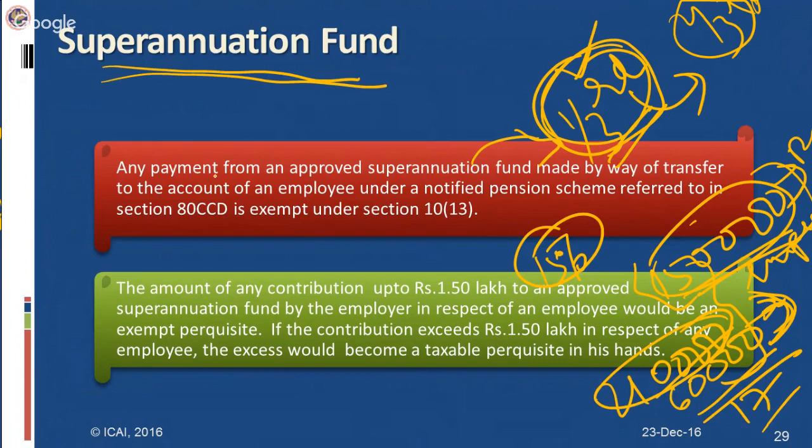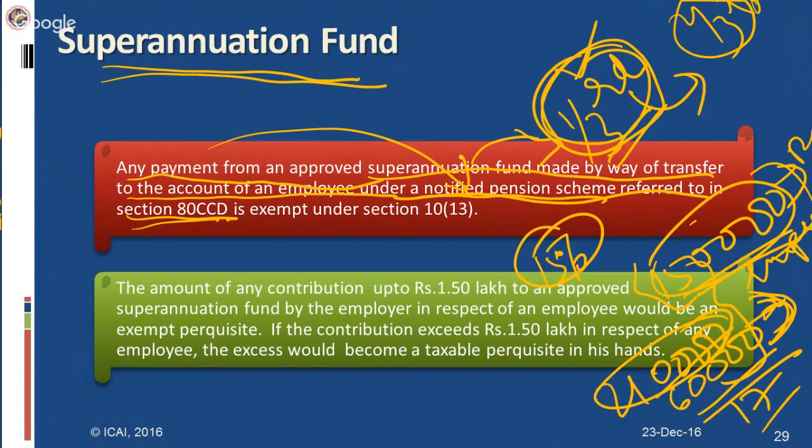Now, another circumstance where the payment from an approved superannuation fund will be exempt has been introduced this year. It is any payment from an approved superannuation fund made by way of transfer to the account of an employee under a notified pension scheme referred to under 80CCD. Suppose the superannuation fund balance is transferred to the notified pension scheme under 80CCD, then that payment from the approved superannuation fund is also exempt. Like I told you, the other circumstances were death of beneficiary or in case of commuting 1/3, whatever being commuted, that is exempt. But if you transfer it to the notified pension scheme, at that point of time, the entire amount will be exempt under section 10(13).